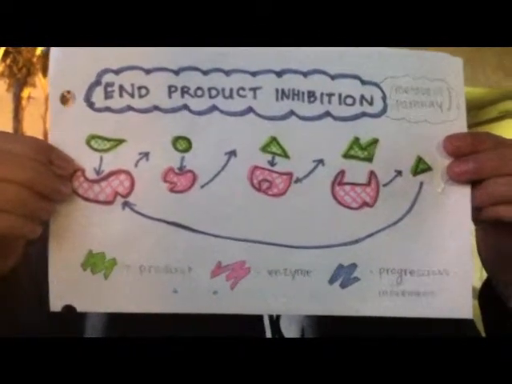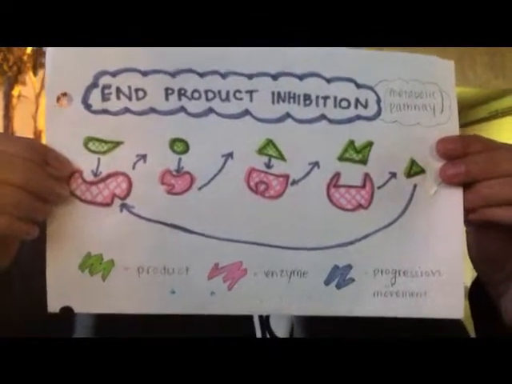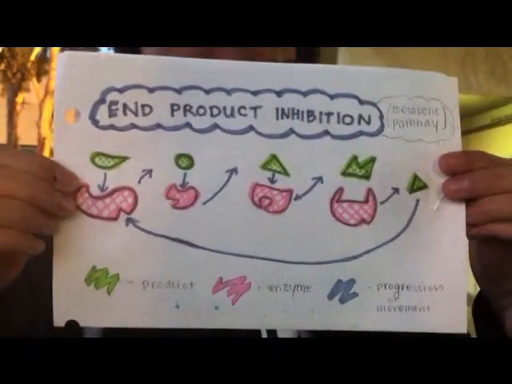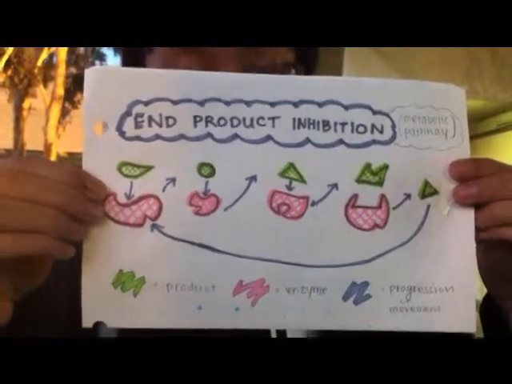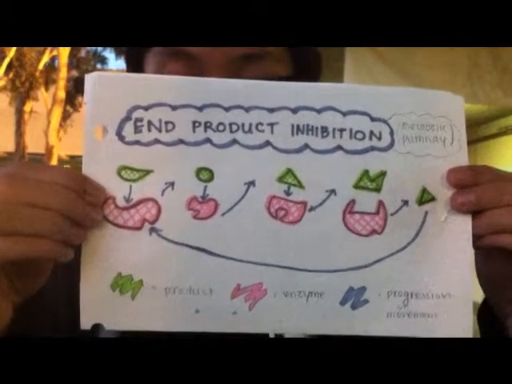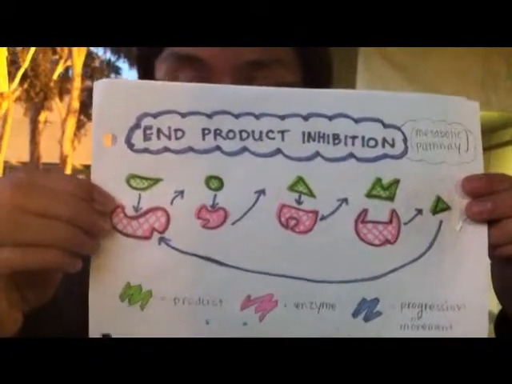Going back to the cake analogy, think of it like this. The end product, the cake, is given to the first person in the cake baking chain of command. He gets food poisoning and he can't go back to work, so his team can't make more cakes until he gets better.